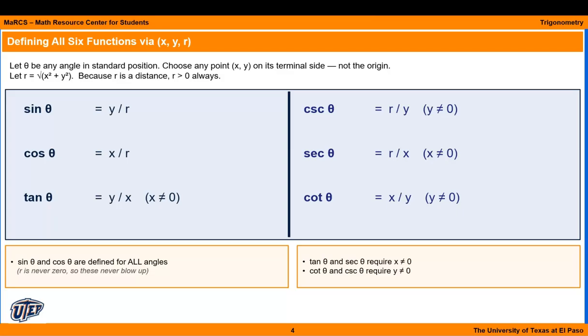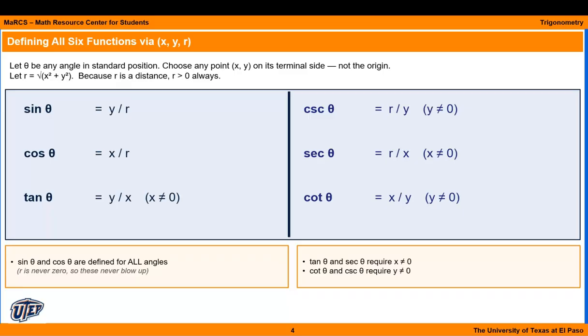Let's begin. Let theta be any angle in standard position, and let (x, y) be a point on its terminal side. We then define r to be equal to the square root of x squared plus y squared, which represents the distance from the origin to the point. Using this, we define the trigonometric functions as follows. Sine theta is equal to y over r, cosine theta is x over r, and tan theta is y over x. The remaining functions are their reciprocals.